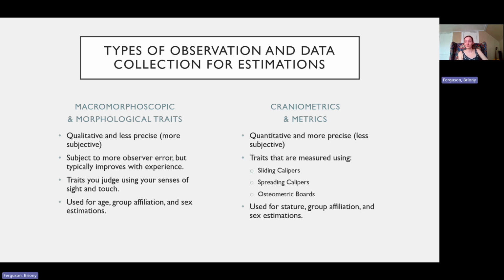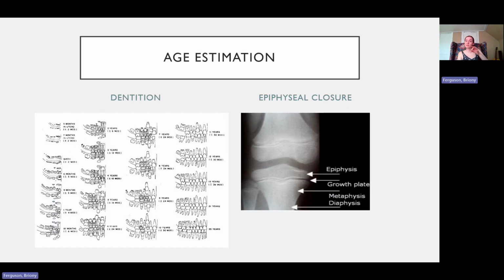It's not used for age. The only time that metric traits are ever used for age estimations is when we are discussing subadults, so children. Even then, it is not preferred because there are better methods that are going to be more accurate. You can see some of those here.